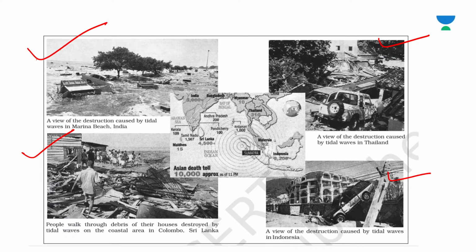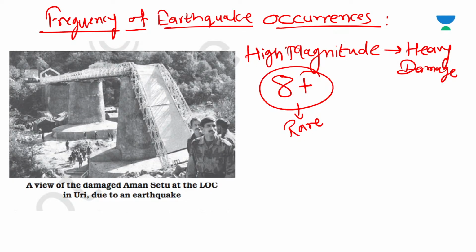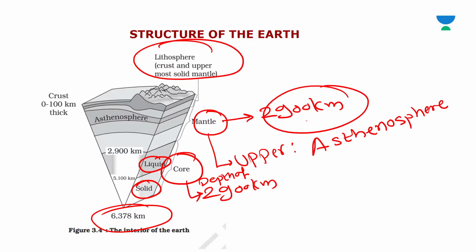Then we have discussed the tidal waves and the destruction by tidal waves in different parts of the world. Then we have discussed the frequency of earthquake occurrences. So when the magnitude is high, it causes heavy damage. Then we have discussed the structure of the earth: crust, mantle, core.